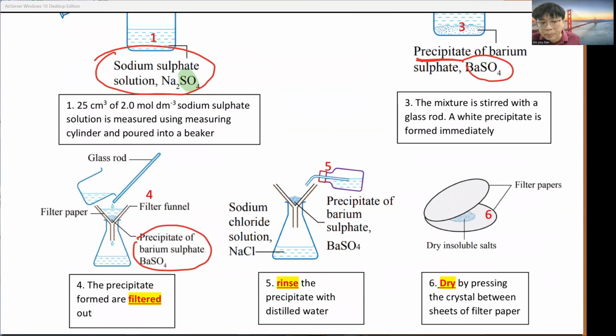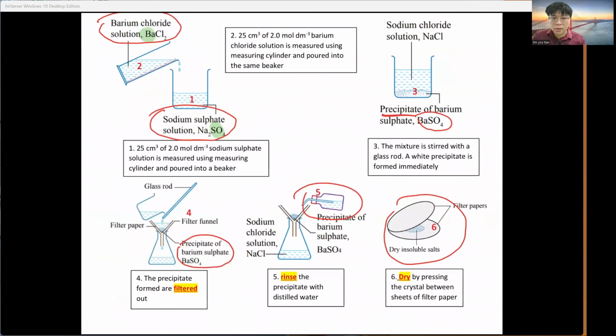Because this is insoluble. Then after that, you rinse with distilled water because you need to wash it first, then dry it between filter paper. Everybody okay with this one or not? Because for the salt chapter, nowadays they start to put it into structured questions or essays, very short ones. So just remember: for insoluble, you use soluble to prepare. Barium chloride, barium nitrate also okay.